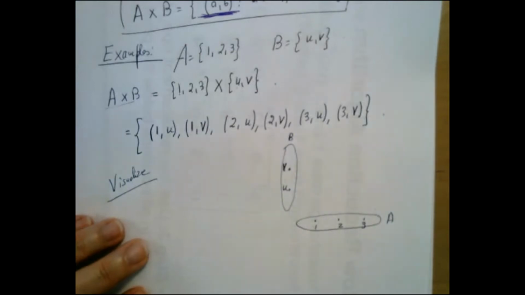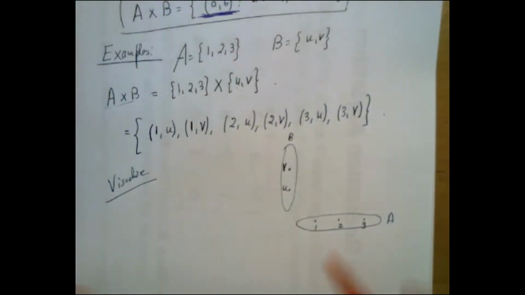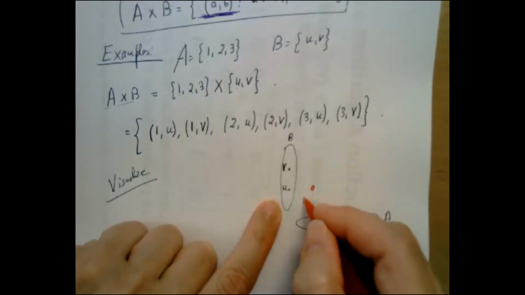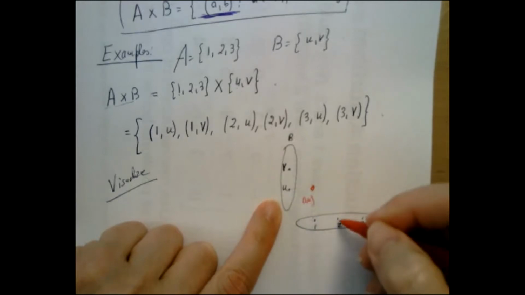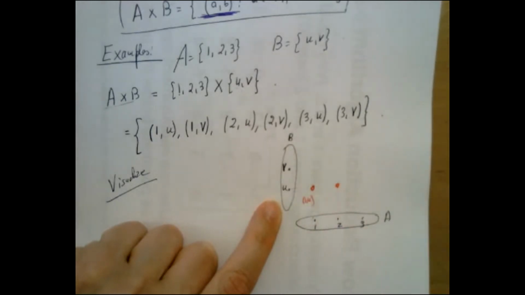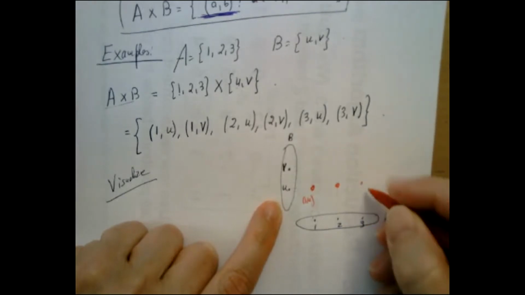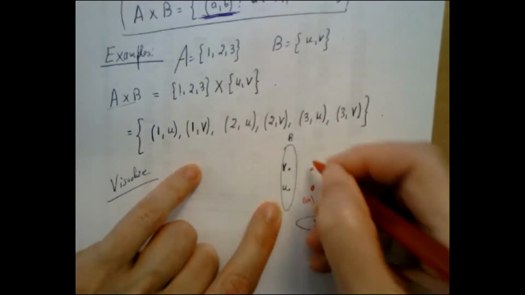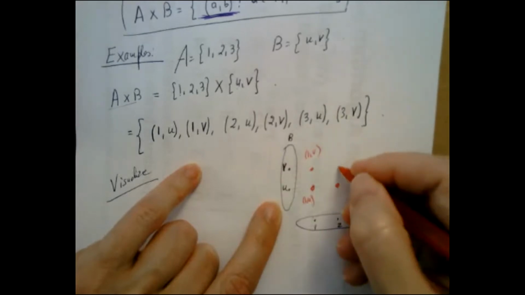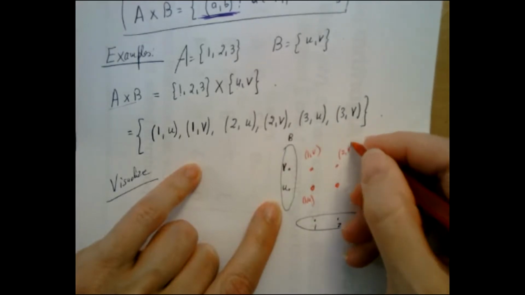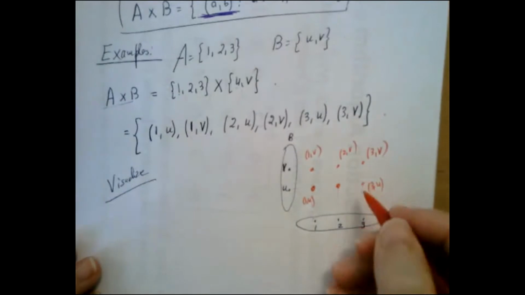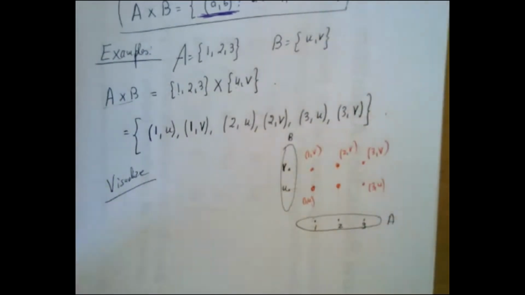So how can we visualize the Cartesian product? So it's 1U. That's the point. That's 1U. And then it's 2U, the second point. Then 3U. And this helps me make sure I'm listing them correctly. And then you have this one, 1V, then 2V, and this one is 3V. Okay, so that's one way we can visualize the Cartesian product.